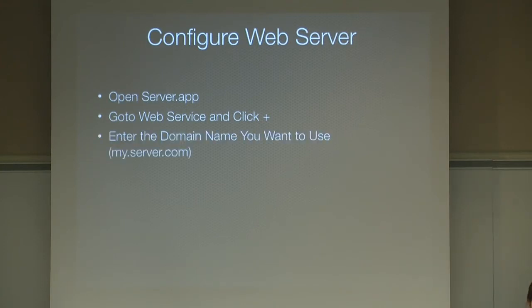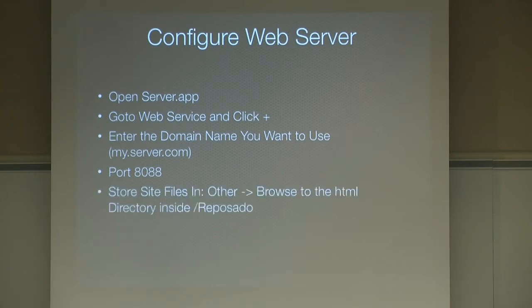Then in it, there's not many options that you can pick from when you actually set up a web server now. So you want to enter the domain name for what you want to use. So the example I gave earlier was my.server.com. And then you want to change the port from just 80 to 8088 since we're going to make it a full one-for-one replacement. And then you need to tell it where the directory is. So it says store sites files in, and then basically you want to browse out to wherever your HTML directory is. So in our case, it was under /reposado. So then you just browse out to that, hit the HTML directory, hit OK, and that's pretty much it for selecting that.